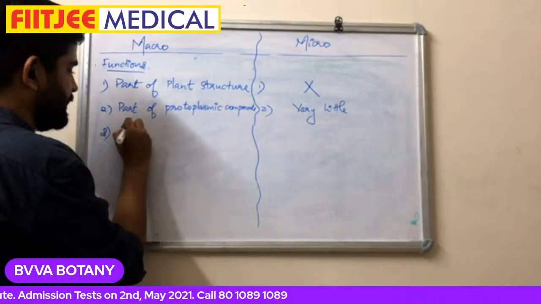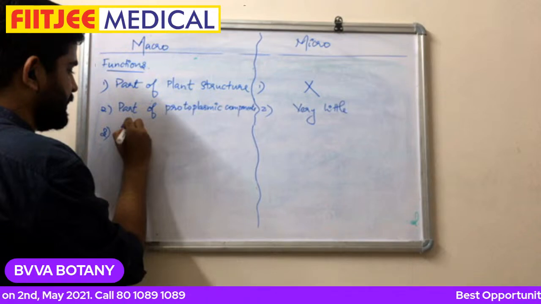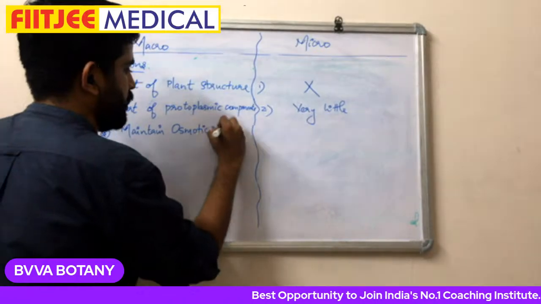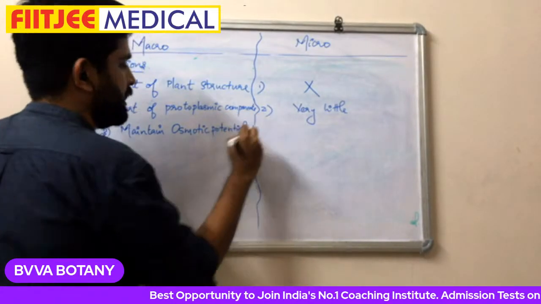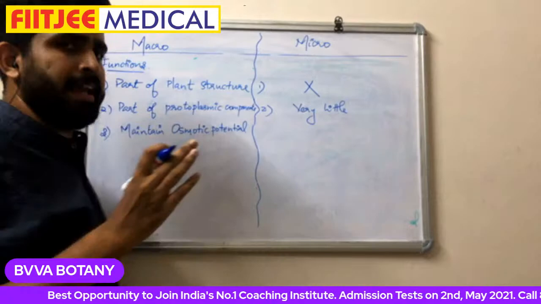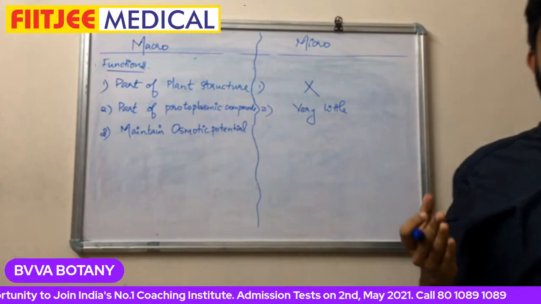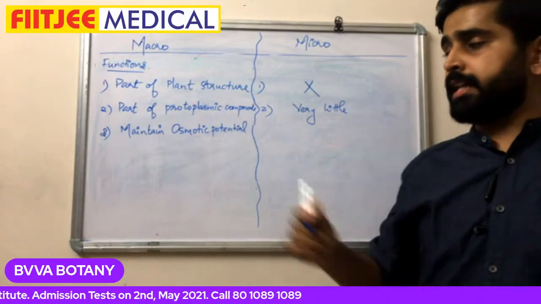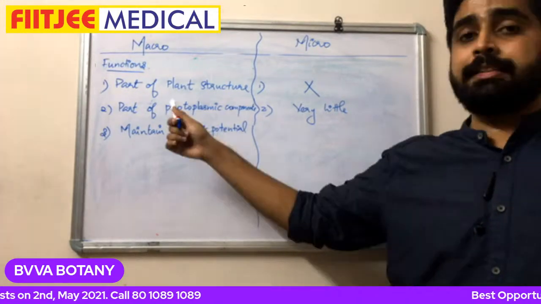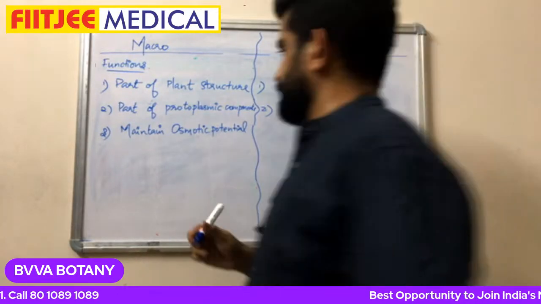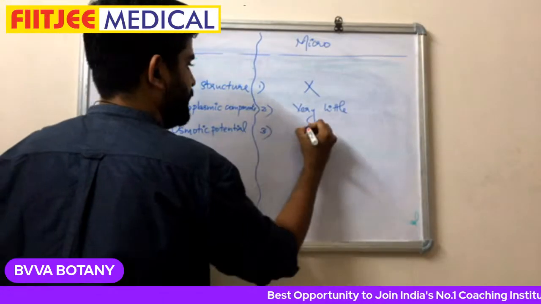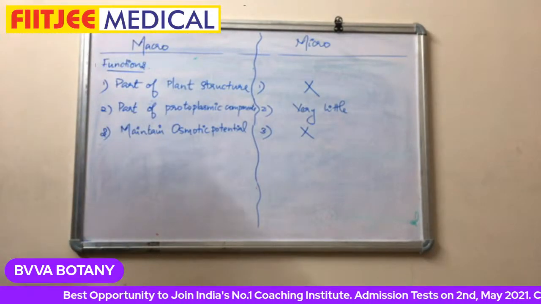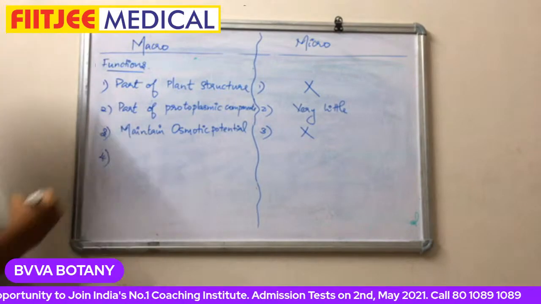Now, they maintain the osmotic potential. What do you mean by osmotic potential? The osmotic potential means maintaining the balance of ions within the cell and outside the cell also. So there should be a total balance, or it should be in equilibrium. That is maintained by macronutrients. Whereas micronutrients do not, but one exception is coming. We will take it up when we come to the specific functions of each. Maintain osmotic potential.